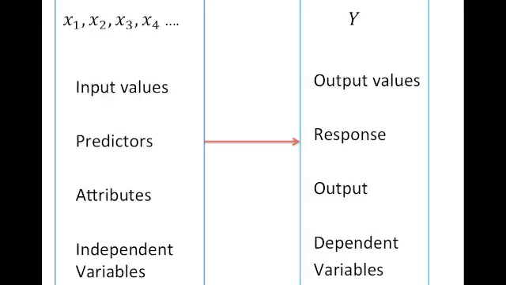Okay, let's see how we think about our data. We think about our data in terms of two broad categories. One is the input values, which we say are x1, x2, x3, x4, and so on and so forth. The other is the output values that we want to predict, called y. The input values are also called predictors or attributes. The output value is called response. We can think of it in terms of a function, as the predictors being the independent variables and the response being the dependent variable.